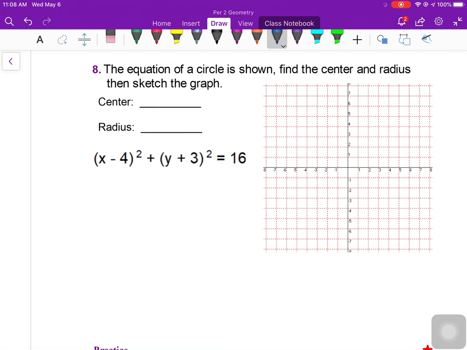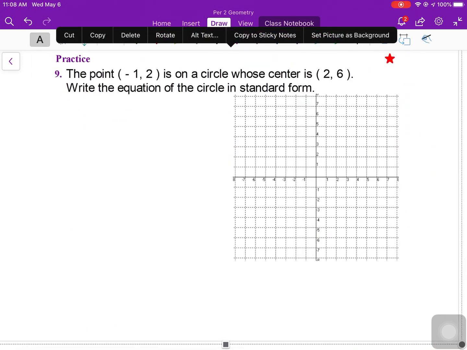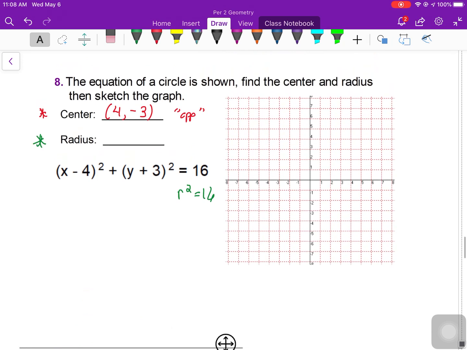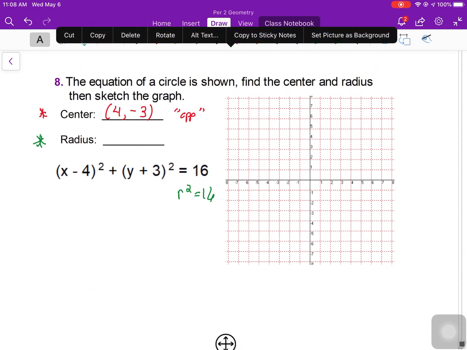Let's try another one. The very same thing is asked of us here. We're to find the center, find the radius, and sketch the graph here. So let's do the center first. Keeping in mind for the center, we have to use the opposite of what we see in the equation. So the center here would be at (4, -3). As for the radius, we have to keep in mind that the radius squared is what we see in the equation, so the radius would come out to be 4.